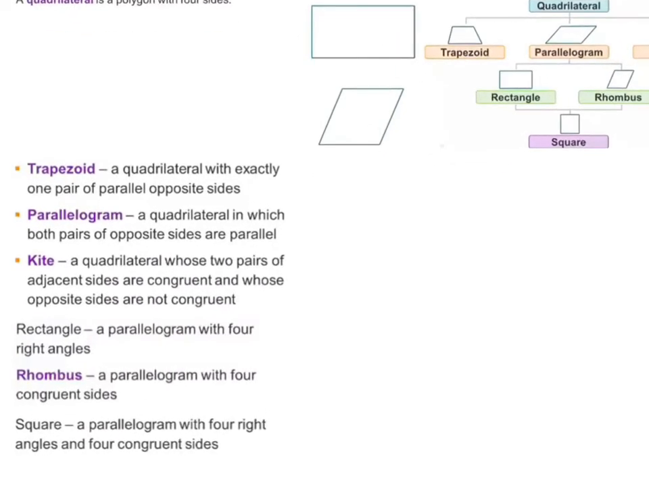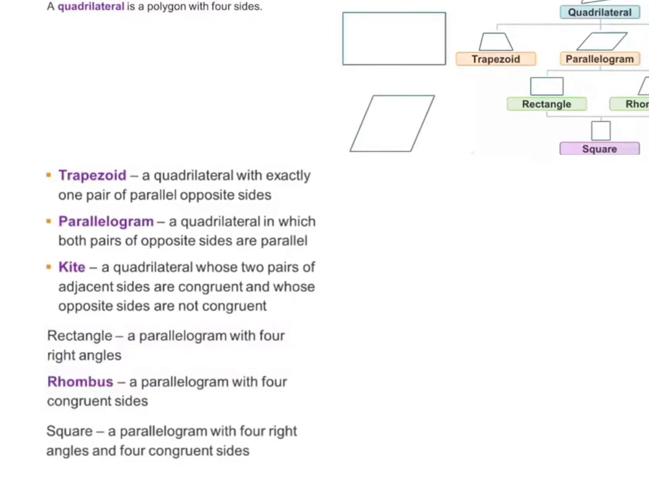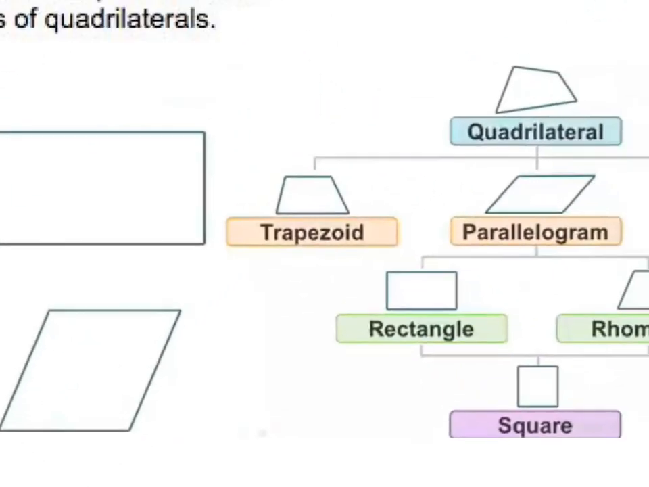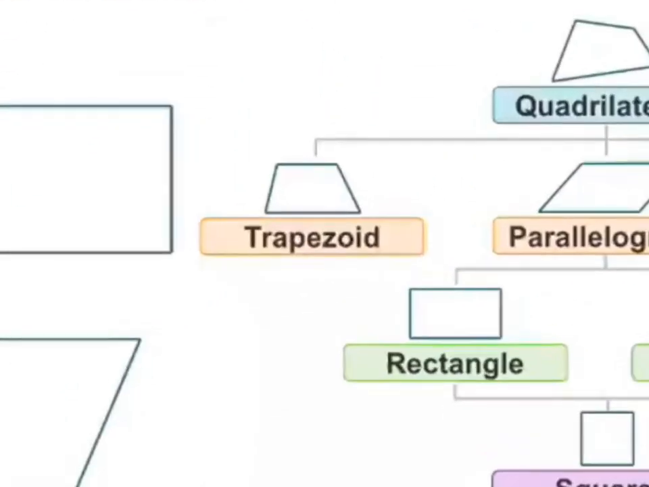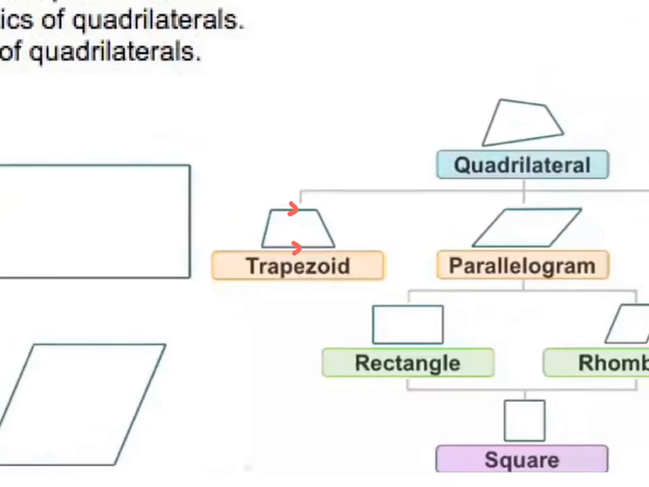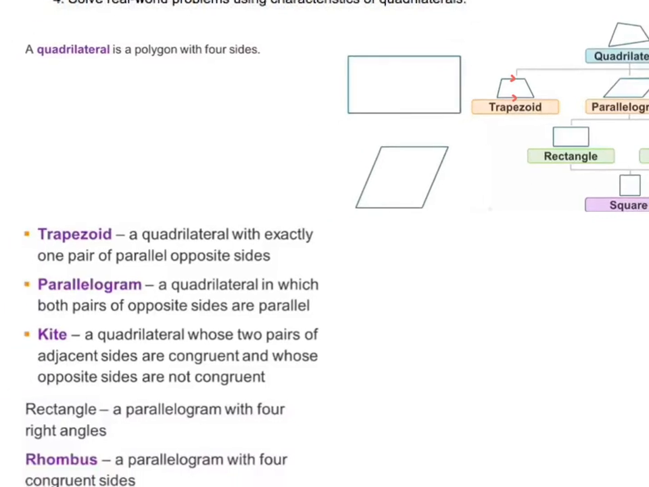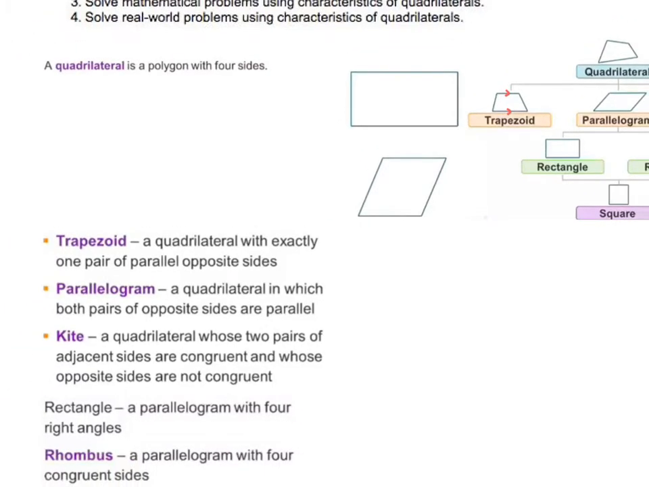A trapezoid is a quadrilateral with exactly one pair of parallel opposite sides. Up here when you see the trapezoid, you may want to write in that all you see here are 2 pairs of parallel sides. It's kind of hard to write on that small part there, but that'll be all right. A parallelogram is a quadrilateral in which both pairs of opposite sides are parallel.